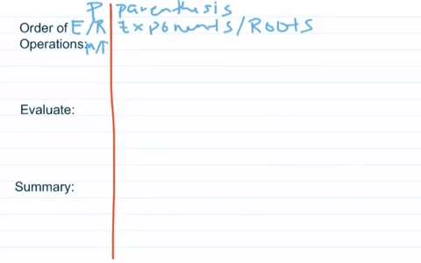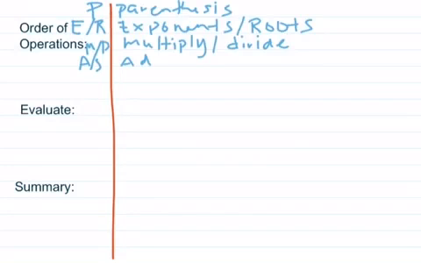Then we know that the M and the D is multiply and divide. Again, same step, so you're moving left to right. And then your A and your S, again, same step, is your add and subtract. So with both of these, you're moving left to right.